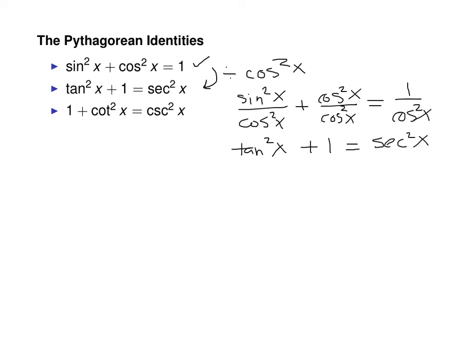And then you can guess that to get the last one, what you do is you divide the original identity by cosecant squared x. And after you do that, that more or less falls out.